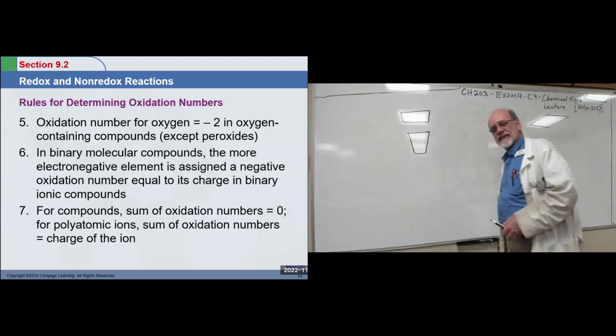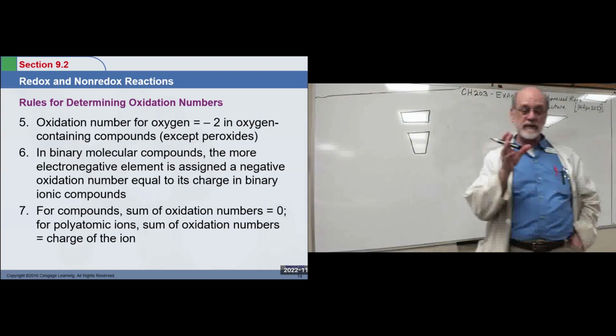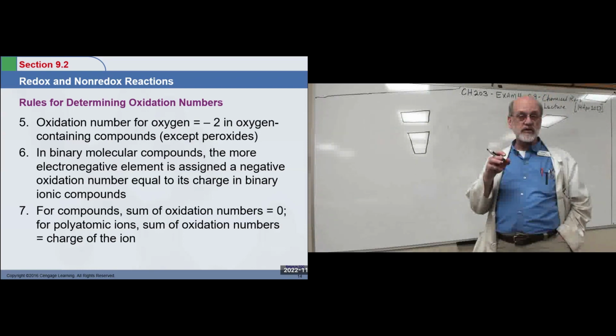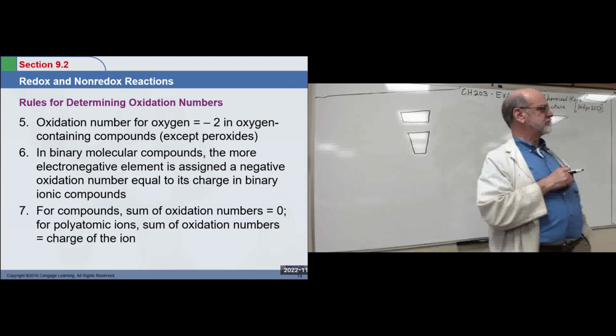In binary compounds, the more electronegative element is assigned a negative oxidation number equal to its charge in the binary ionic compound. So let's see, what's an example?